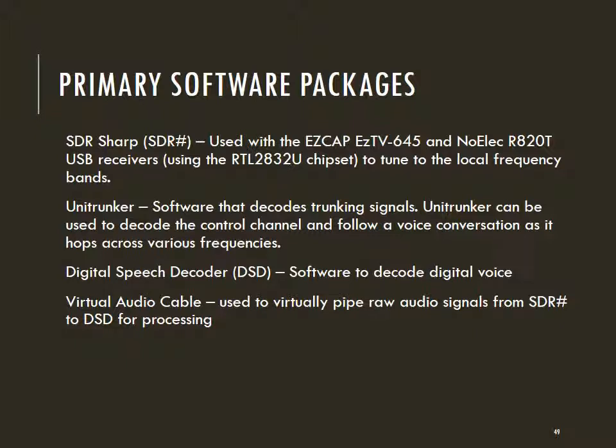Again, every experiment so far has talked a little bit about the software setup, so I'm sure you're familiar with SDR Sharp. Unitrunker is a new piece of software that has been used in the previous experiments, but this is used to decode the trunking signals. It's going to look at the control channels and allow SDR Sharp to follow the conversation across the available frequencies. And the other new piece of software is the digital speech decoder. This is going to allow the output of Unitrunker, once you get your control channel and your voice channel set up, to be demodulated or translated into something that we can understand and piped out through your speakers.